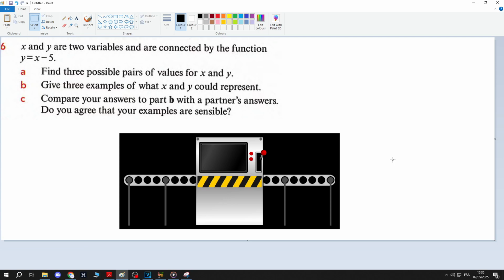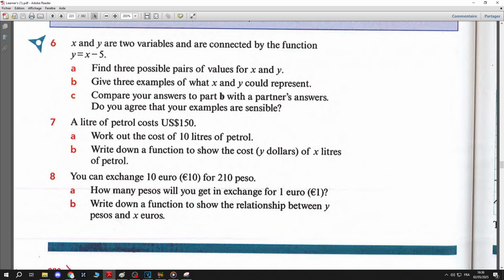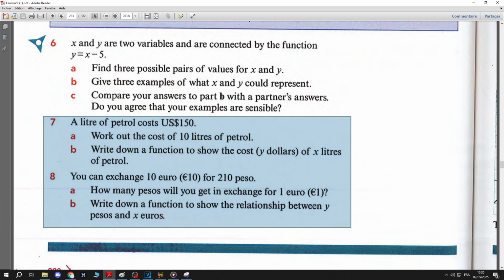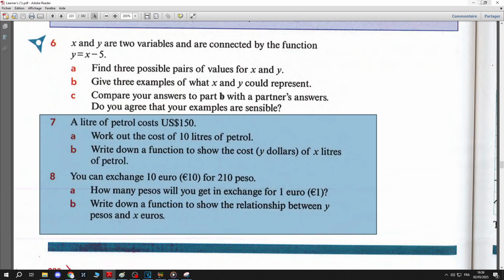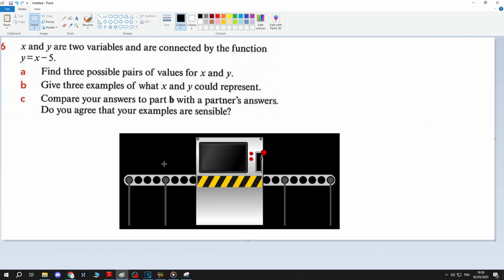Now I've tried to show you what the different variations of exercises related to functions might be, and this is the final exercise, excuse my English, that we're going to cover for this video. This is exercise 6 of your learner book. This is page 228. Feel free to try the rest at home. You're already home, so feel free to try the rest by yourself. So let's start. X and Y are two variables and are connected by the function y equals x minus 5.